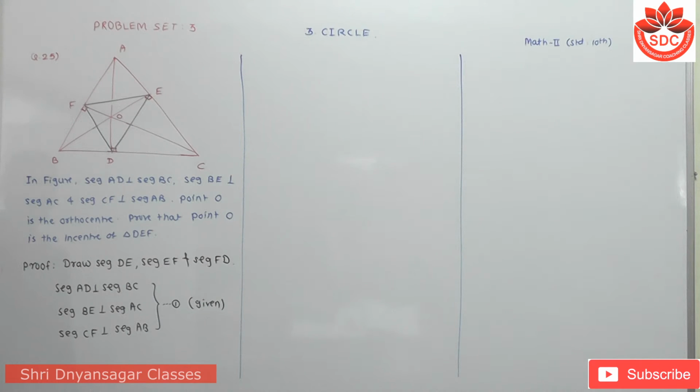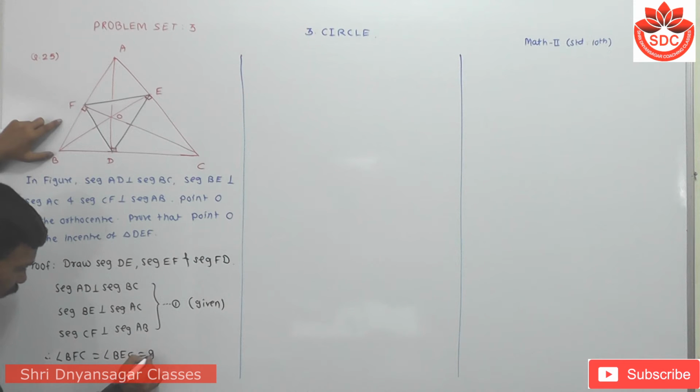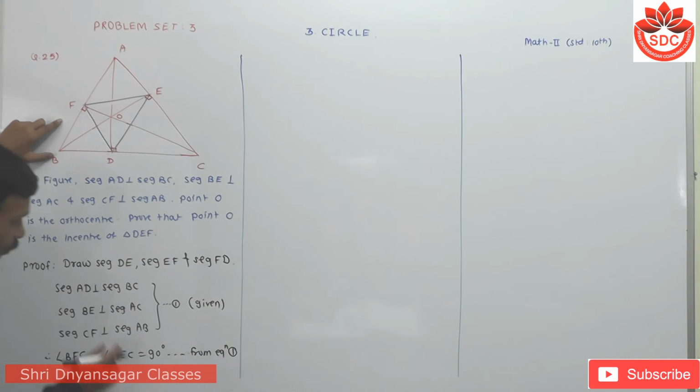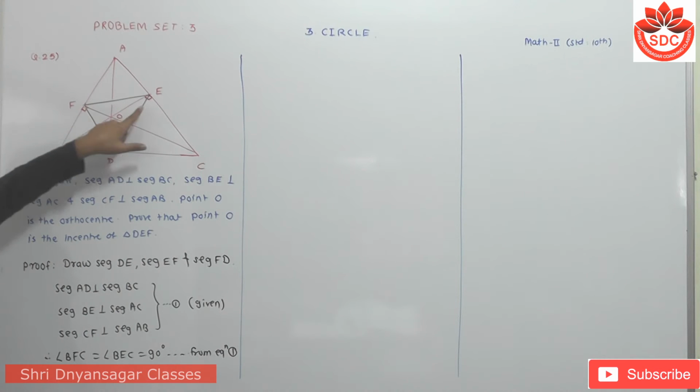Now here, look carefully. If this segment and this segment are perpendicular, then this angle and this angle and this angle are right angles. So I have to take care first. Therefore, angle BFC is equal to angle BEC is equal to how much degree? 90 degree. The reason is that from first, because they are perpendicular, this angle is 90 degree.